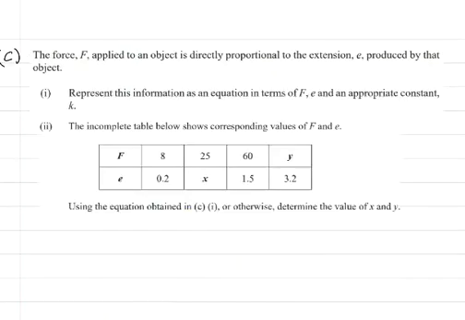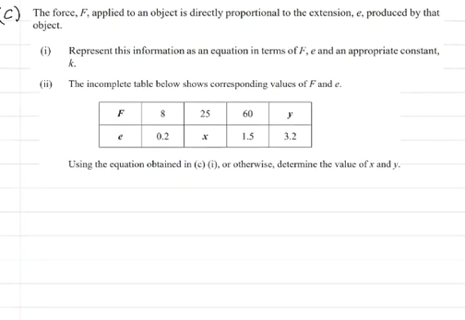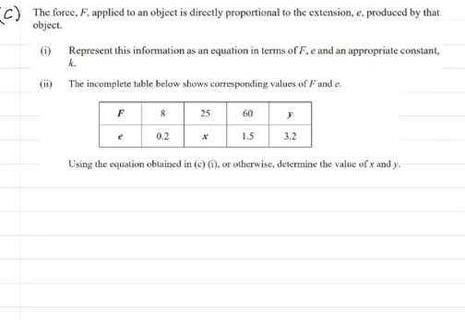Alright, and this brings us to the last part of the question, the C part of the question. It says the force F applied to an object is directly proportional to the extension E produced by the object. Represent the information as an equation in terms of F, E, and an appropriate constant K.